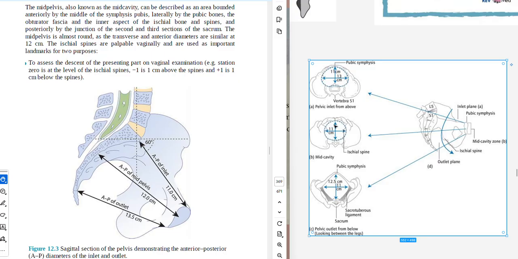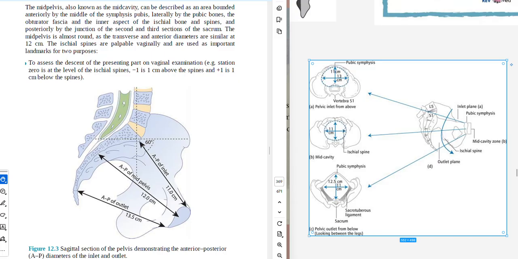Posteriorly, at this level, you can see you will have the S2 and S3, second and third sacral vertebra. Okay, and the shape of the mid pelvis is unlike the pelvic inlet, which is oval. The mid pelvis is perfectly round, it's not oval. Why? Because the transverse diameter is 12 centimeters and the anterior posterior diameter is also 12 centimeters. In some books it has 11, but you can remember 12, okay?